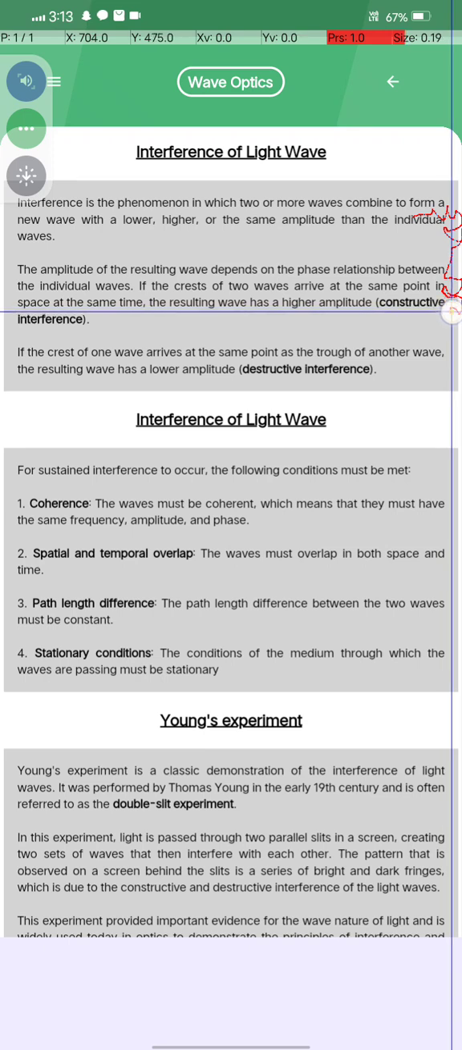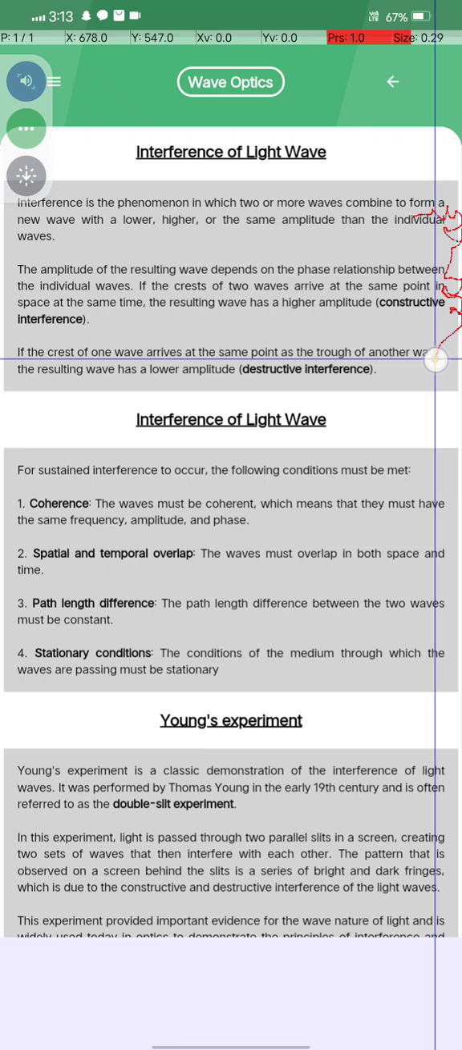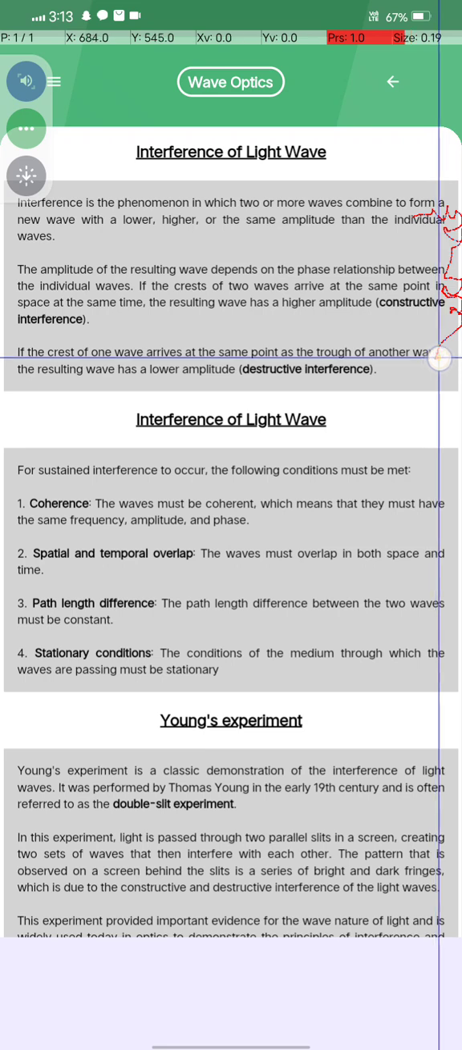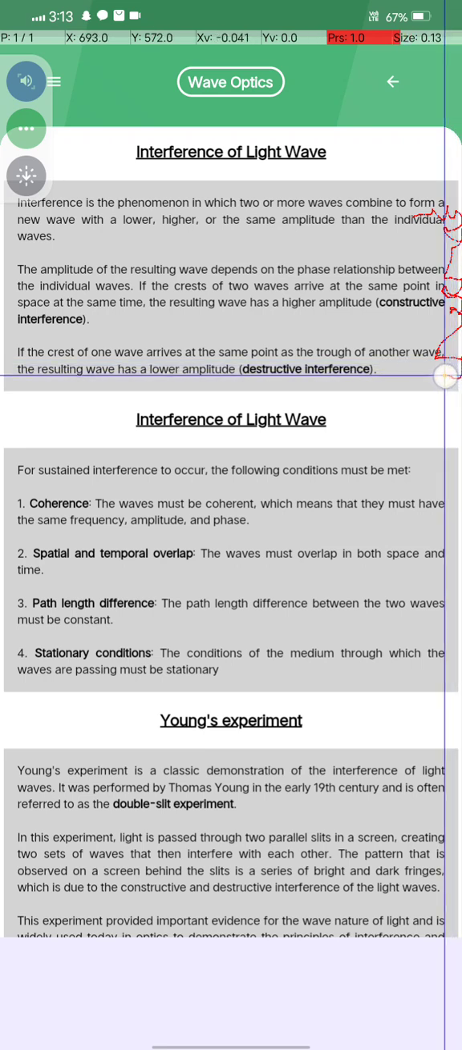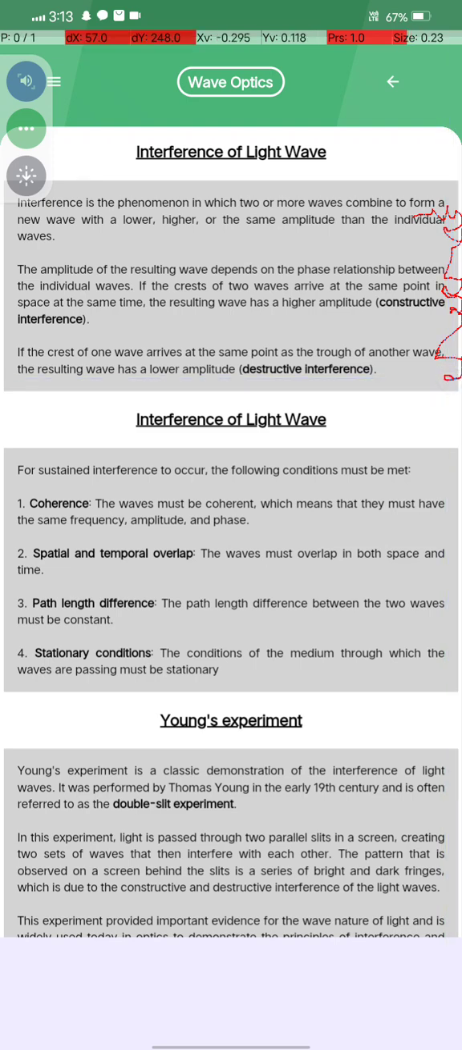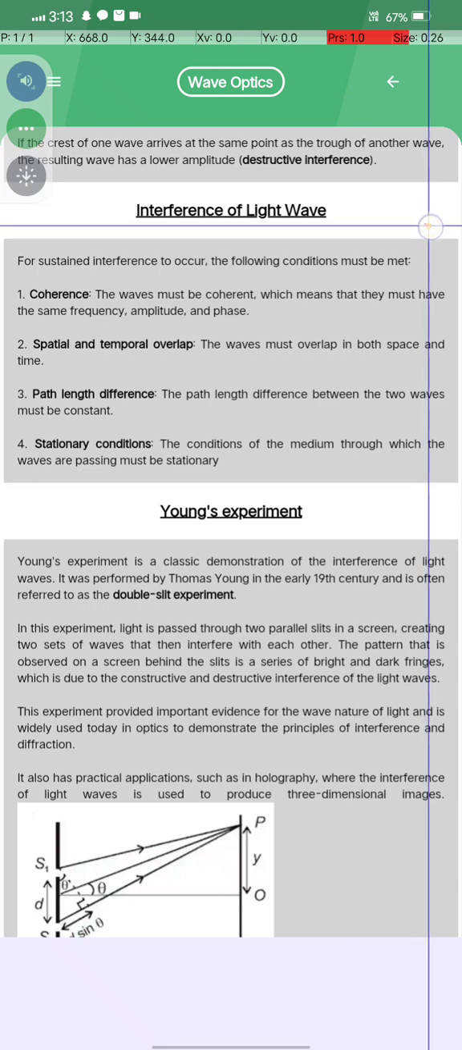the resulting wave has a higher amplitude, which is constructive interference. When the crest of one wave arrives at the same point as the trough of another wave, the resulting wave has a lower amplitude, destructive interference कहते हैं इसको। ओके, उसके बाद इंटरफेरेंस ऑफ वेव क्या होता है?